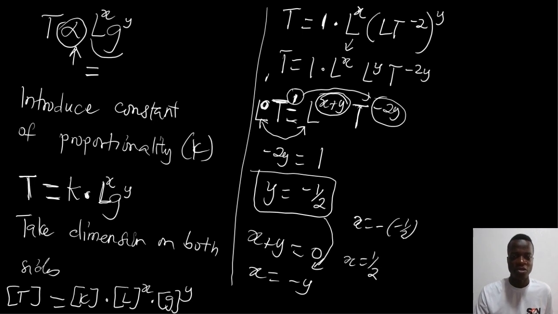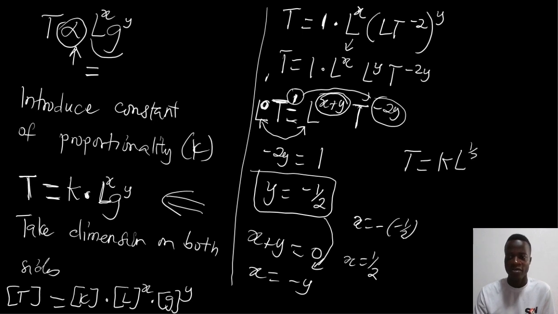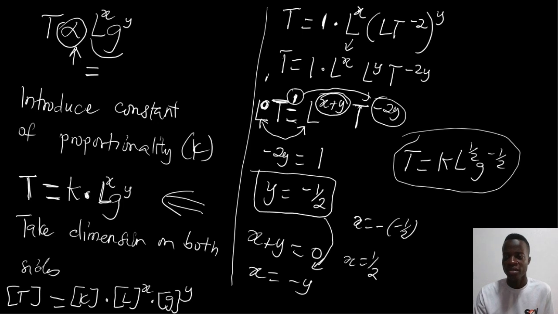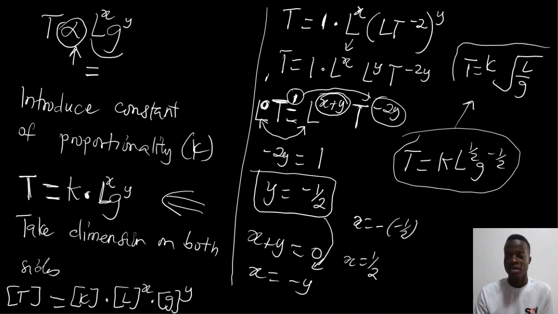So at the end of the day, if you come back to this particular equation, we got x and y now. So we rewrite the equation: T is equal to k, L to the power x, which is half, and g to the power negative half. If you want to rewrite this beautifully, you simply put it back like this: T is equal to k square root of L over g. As simple as that. This is what we have for this particular expression.